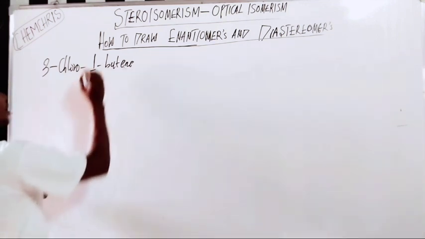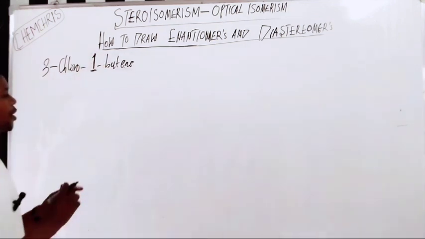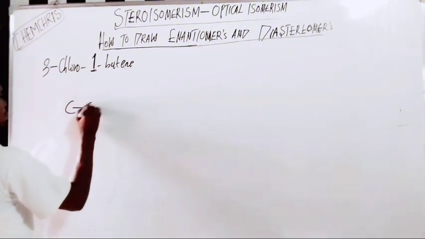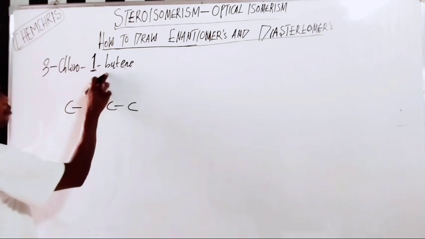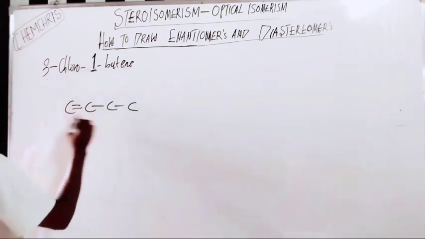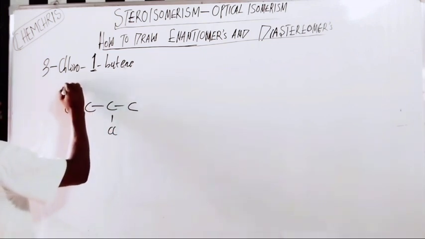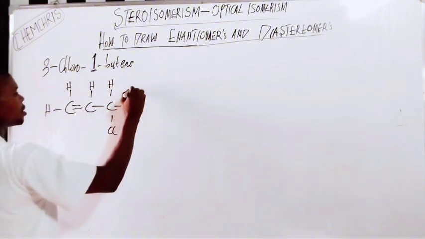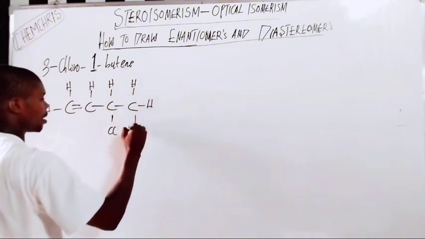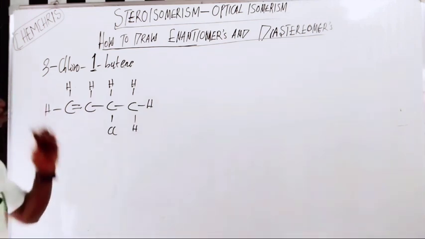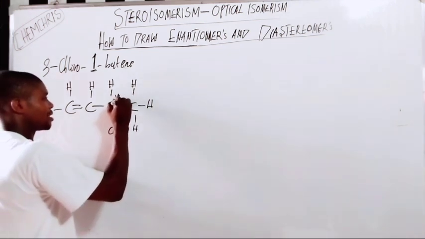So how do we do that? You have to draw the structure first. It's going to be carbons 1, 2, 3, 4. The double bond is coming by carbon 2, and the chlorine is coming by carbon 3. So we have hydrogens here, hydrogen, hydrogen, hydrogen, hydrogen, and hydrogen here. How many chiral centers do we have? Here we have one chiral center. This is called the chiral center.